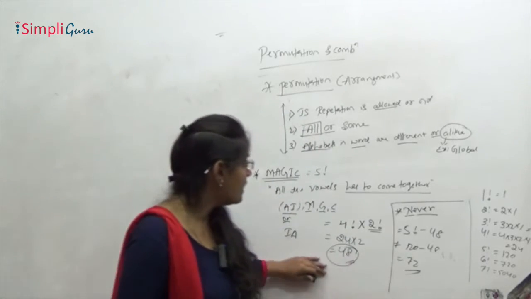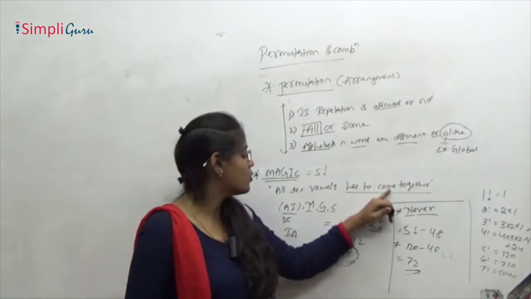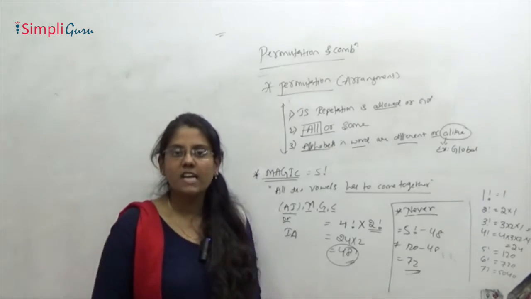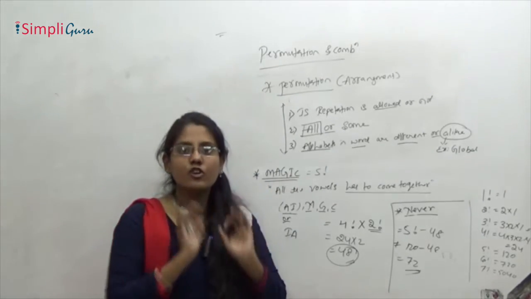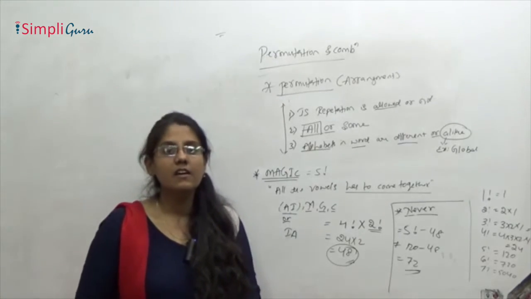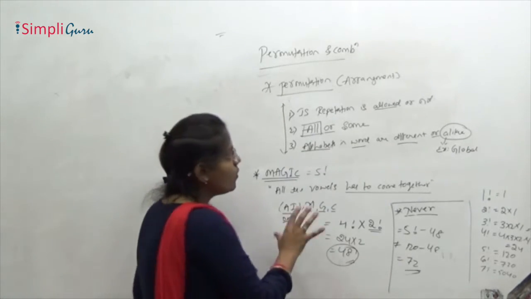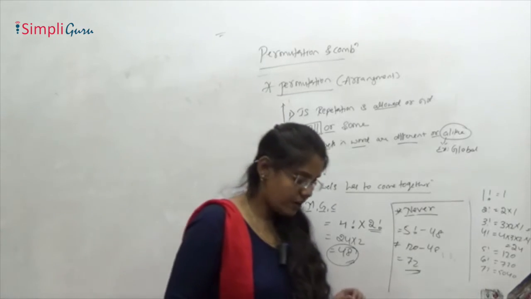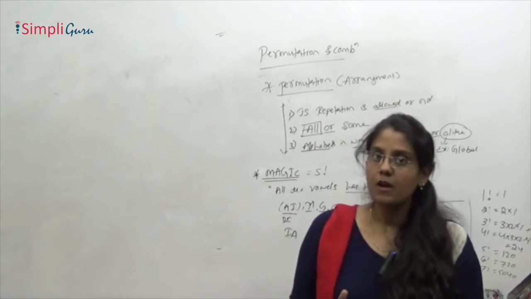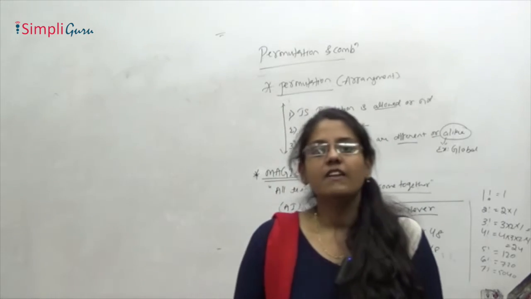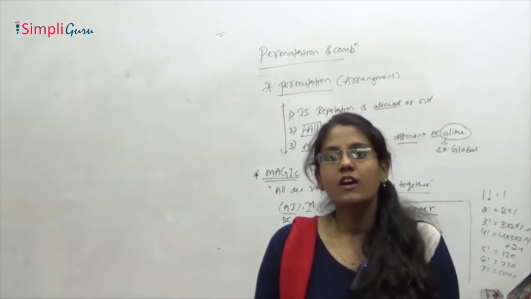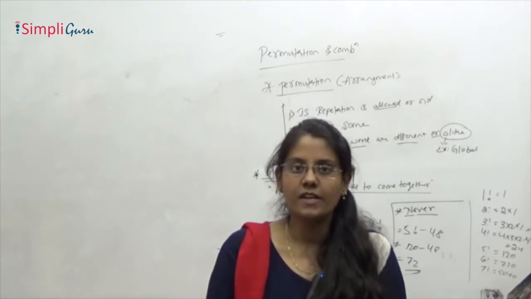So these are the ways of asking. This is a very important last one, especially the never and the vowels have to come together. Sometimes they will ask in which the consonants have to come together. At that time, make one entity for the consonants. That's it. That is the only thing which deals with the vowels and the consonants. So these are the only few types, 5 to 6 types of problems, that they often ask in the exam. So this ends our permutation. In the next video, we will discuss combination. Thank you.